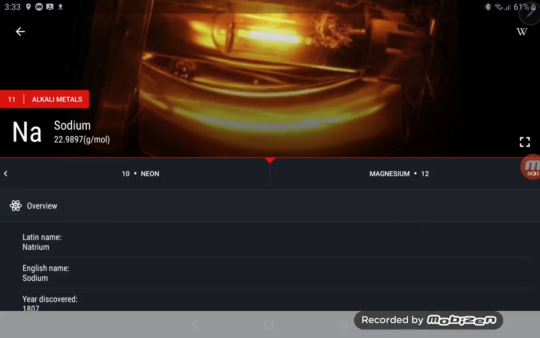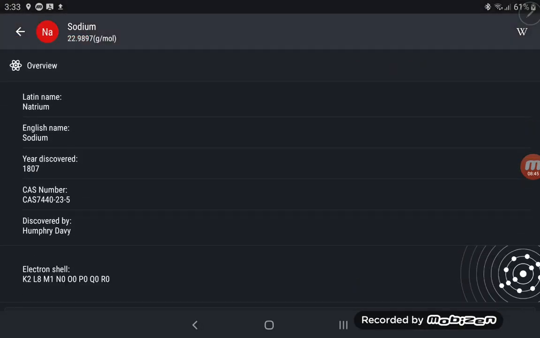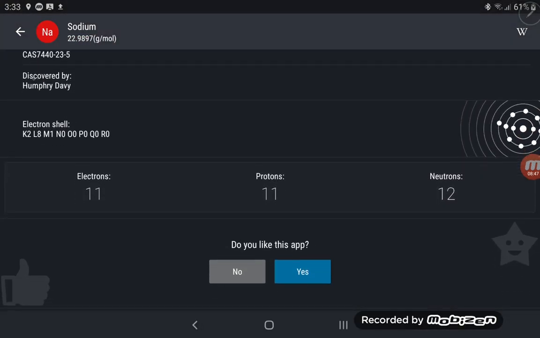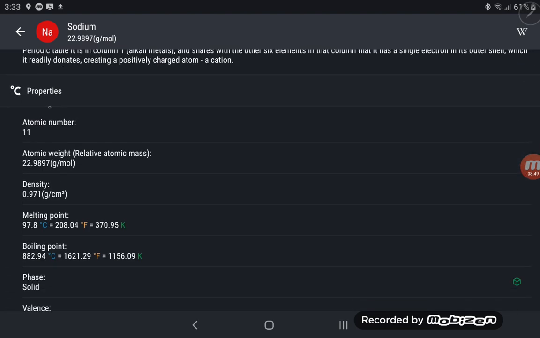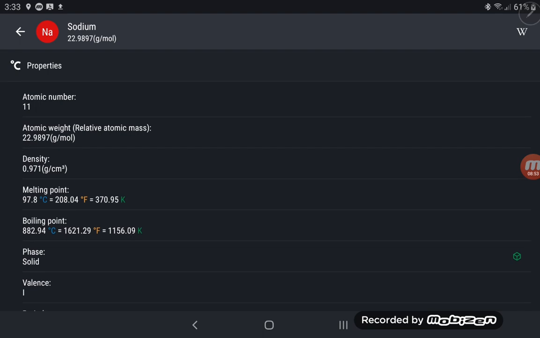So I have here the sodium, and we are looking for its atomic weight. And here's the atomic weight. We have 22.9897. So we need to copy the atomic weight, 22.99. Let's just round it off. And then the second one is bromine.